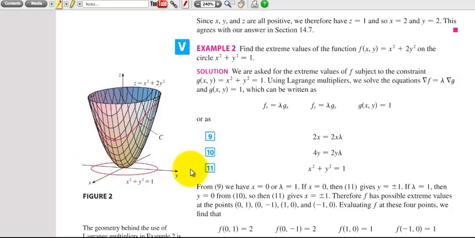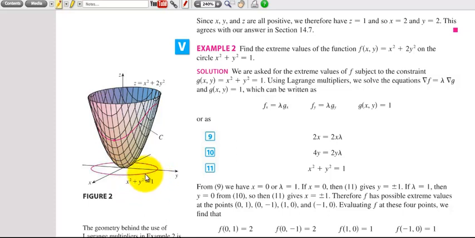Okay, so here's a nice visualization of what's going on. We have our multivariable function, and that is graphed with the surface here. Okay, and down in the xy plane we have our constraint function. So in this particular problem the constraint is x squared plus y squared equals 1.